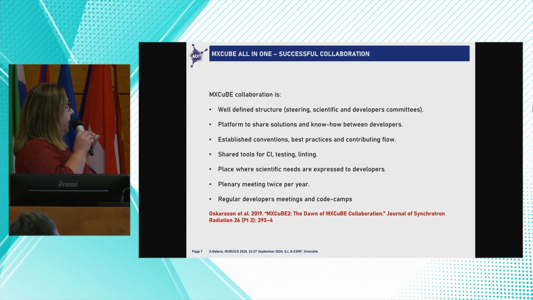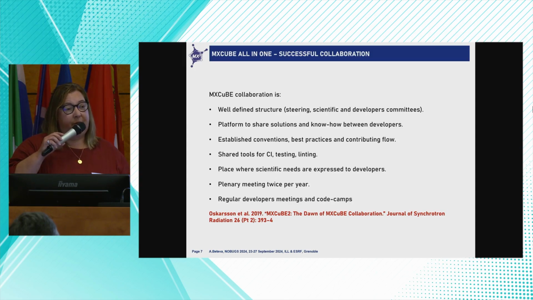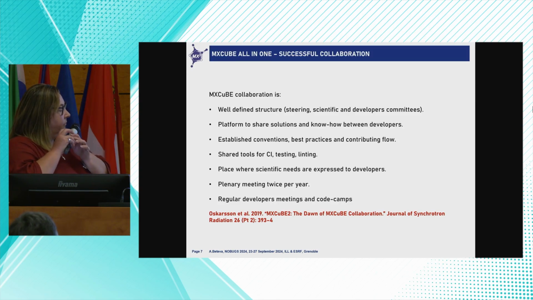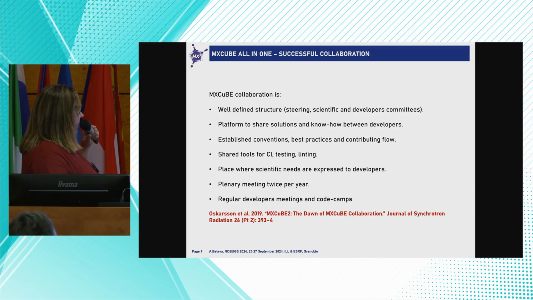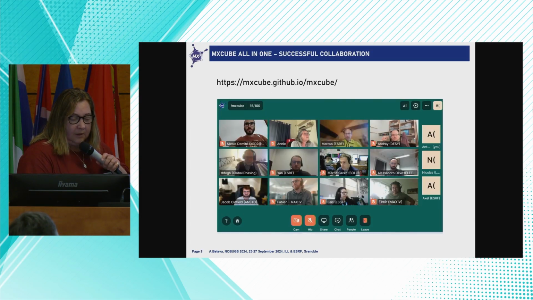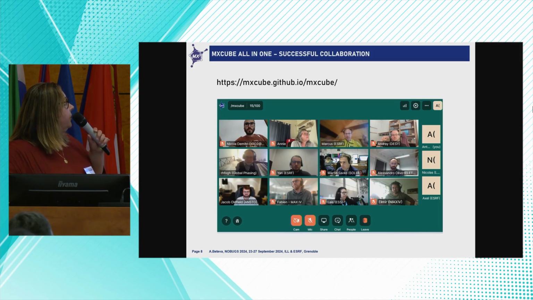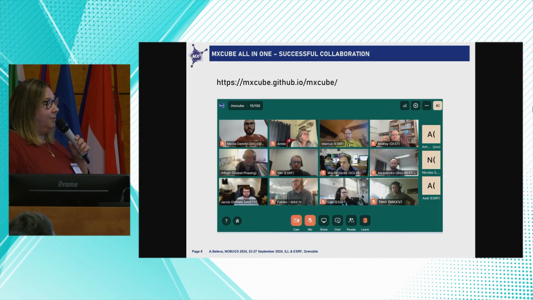How it works: we have plenary meetings twice per year, going round robin between the synchrotrons. And we have regular developers meetings, which are usually once per month. You can find out a little bit more in an old paper of the Journal of Synchrotron Radiation. This is where you can find information about the collaboration and what our meetings look like.